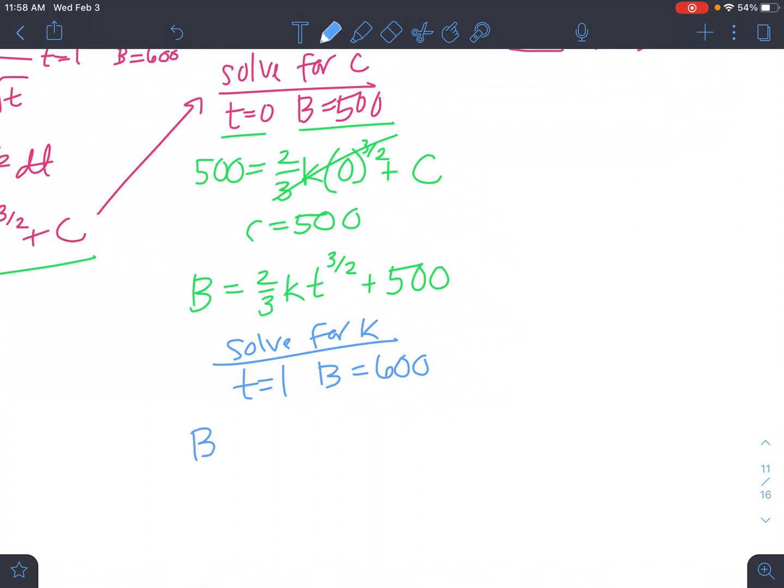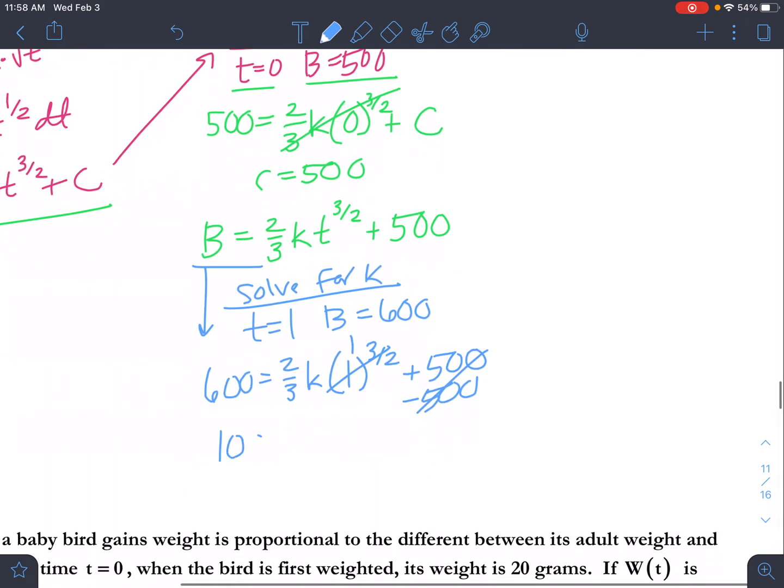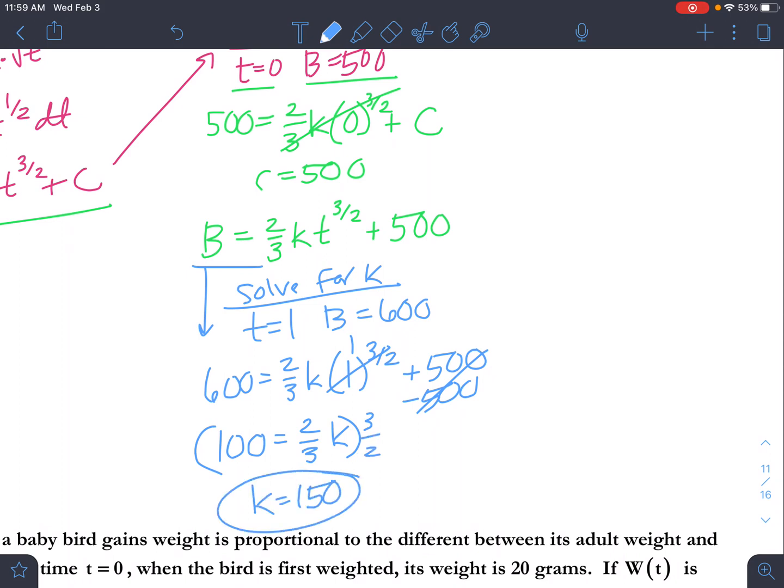So 600, I'm going to use this. 600 equals 2/3 k, 1 to the 3/2, which is just 1, plus 500. Okay, subtract 500 from both sides. 100 equals 2/3 k. If we multiply both sides by 3/2, we would get k equals 150. All right, so there's our two constants.